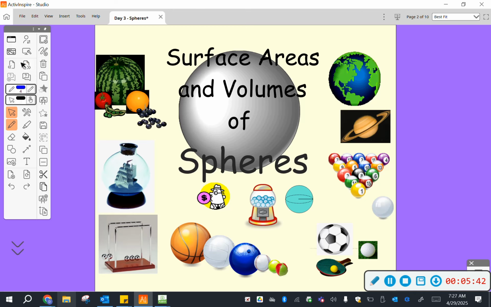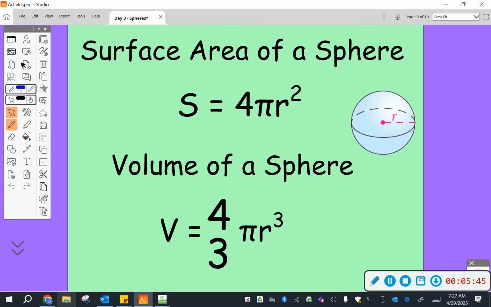Spheres are everywhere. So what we are going to do today is find the surface area and volume of spheres. What do I mean the surface area of a sphere? Why would I need to find the surface area of a sphere?